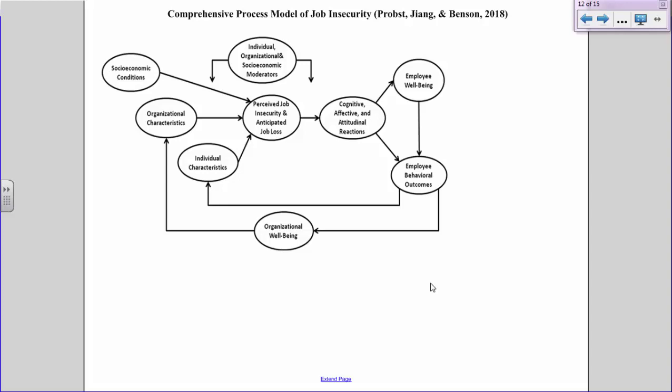So if you notice in the model, there's 3 sources of job insecurity that also impact the relationship between job insecurity and outcomes. So these are our stressors: socioeconomic conditions, organizational characteristics, and even individual characteristics. Those are our stressors that then all lead to the stress of the perceived job insecurity and anticipated job loss. So socioeconomic conditions can be like mass layoff events, national and local unemployment rates, the economy.